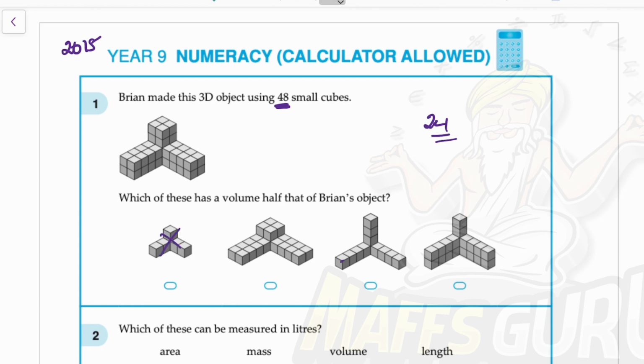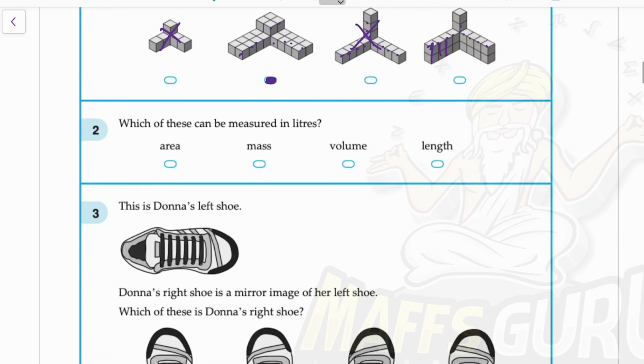Let's see. 1, 2, 3, 4, 5, 6, 7, 8, 9, 10, 11, 12. Not that one there. So let's see, 24: 2, 4, 6, 8, 10, 12, 14, 16, 18, 20, 22, 24. It is actually this one here. So as far as I'm concerned, that's just counting. Let's just check this one. 2, 4, 6, 8, 10, 12, 14, 16, 18, 20. There we go, it's that one there. So that's just counting. Calculator, not really.